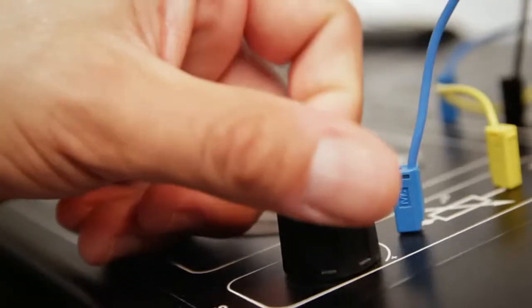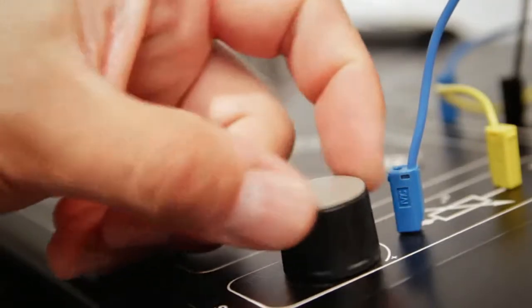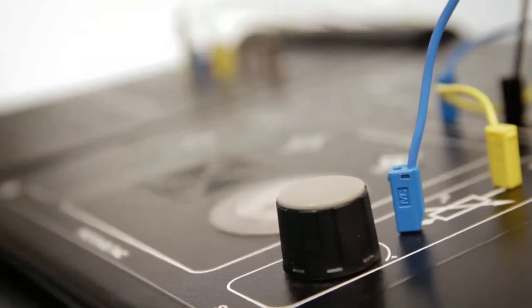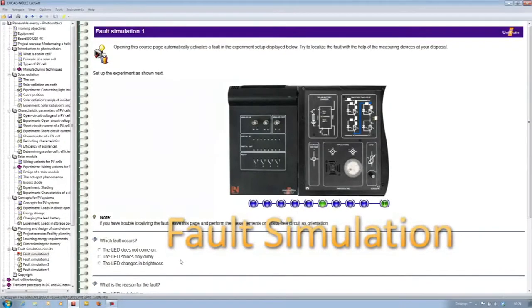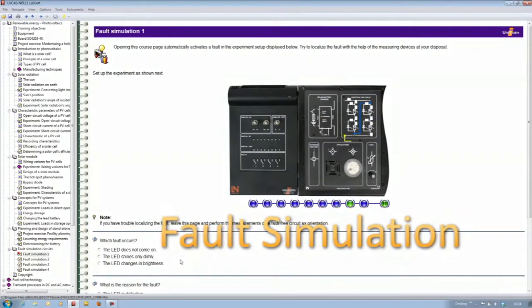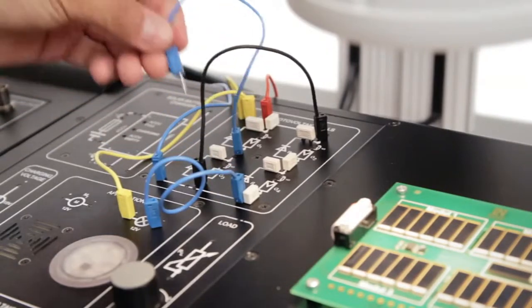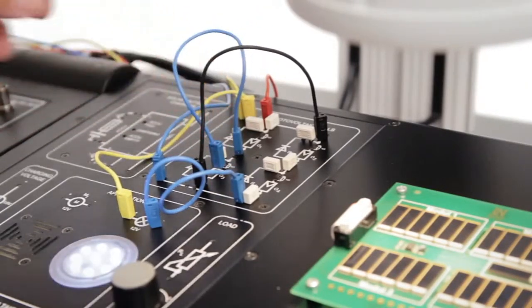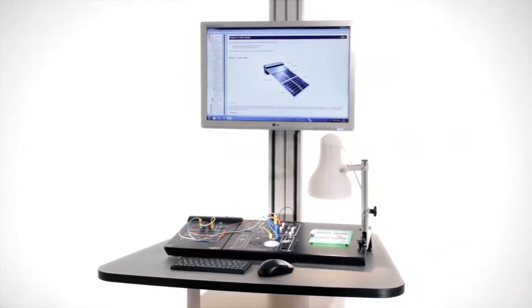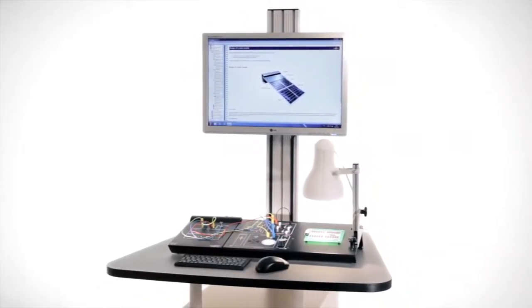Sometimes components of a solar energy system get damaged. By means of simulated faults, it's possible to practice what to do if that happens. The Unitrain system simulates a fault in a component, and students are asked to find the fault and rectify it. Yes, the Unitrain system is the perfect introduction to photovoltaics.